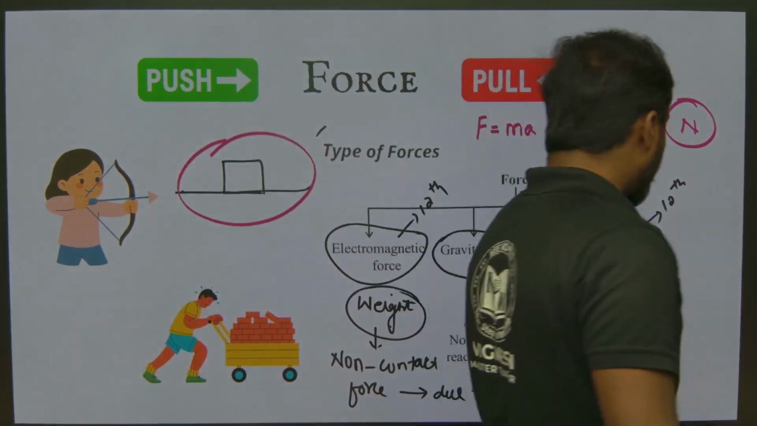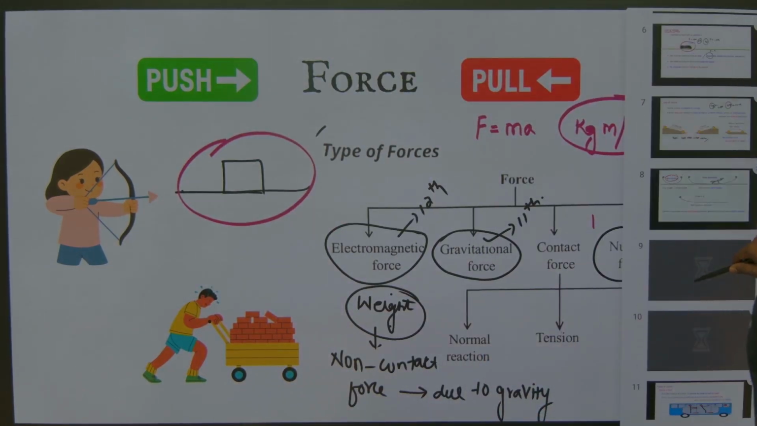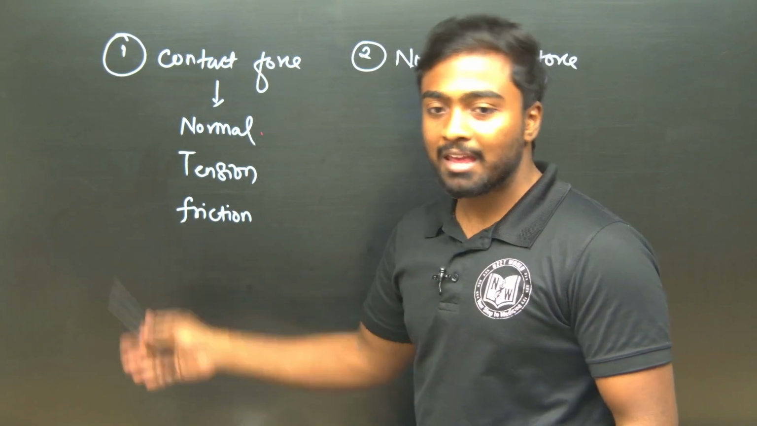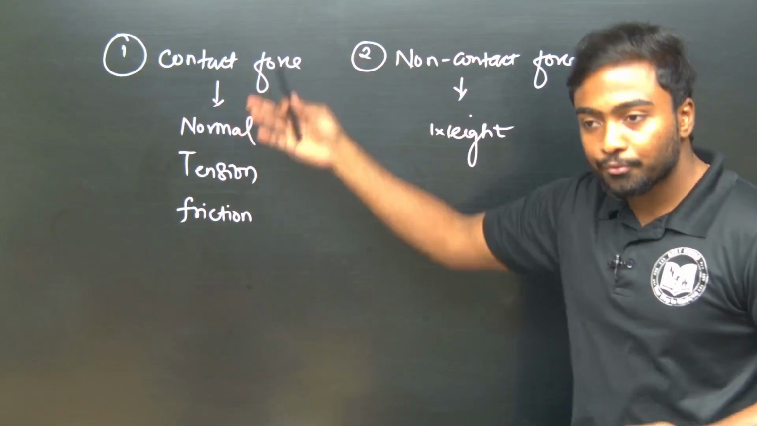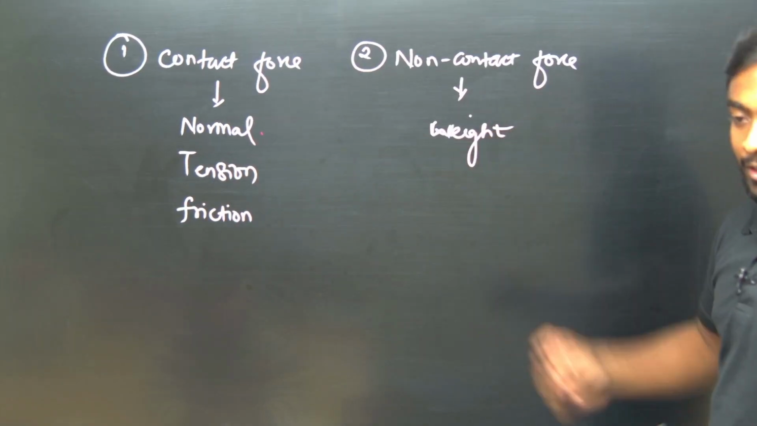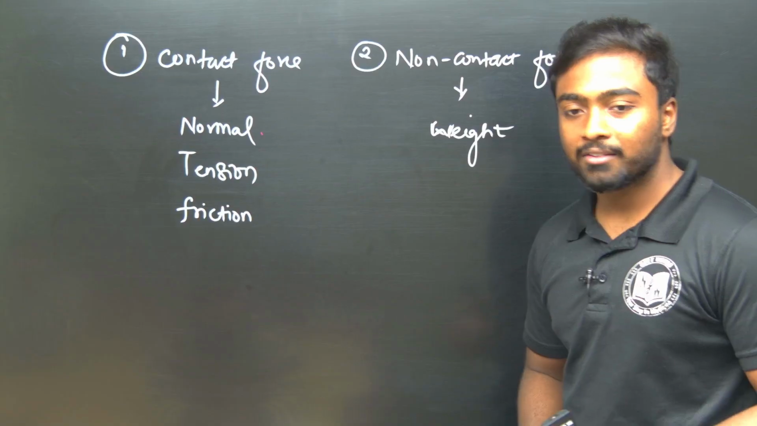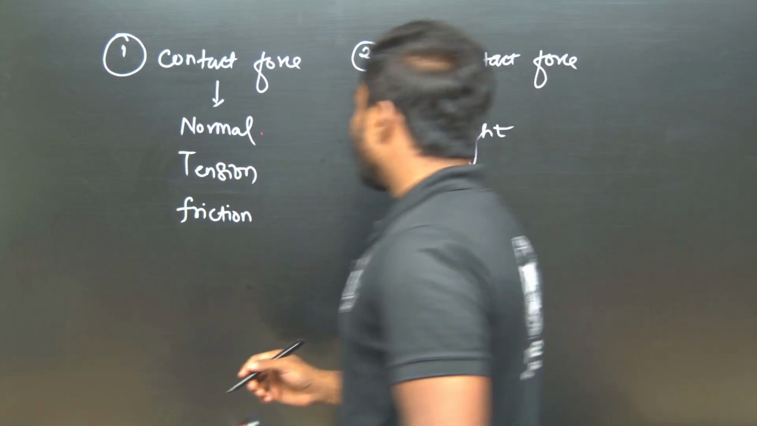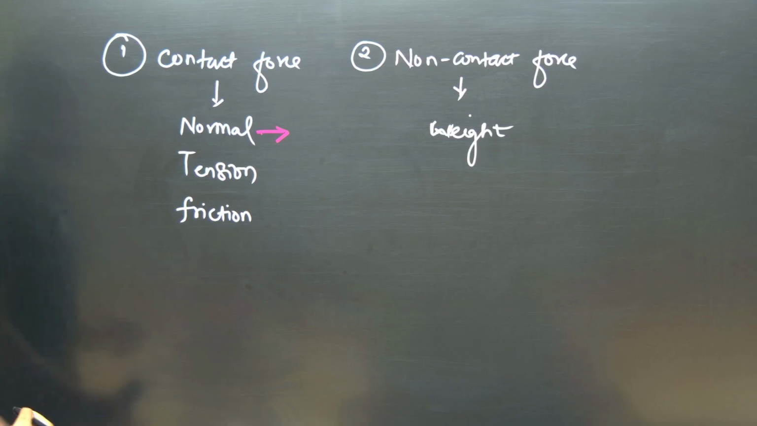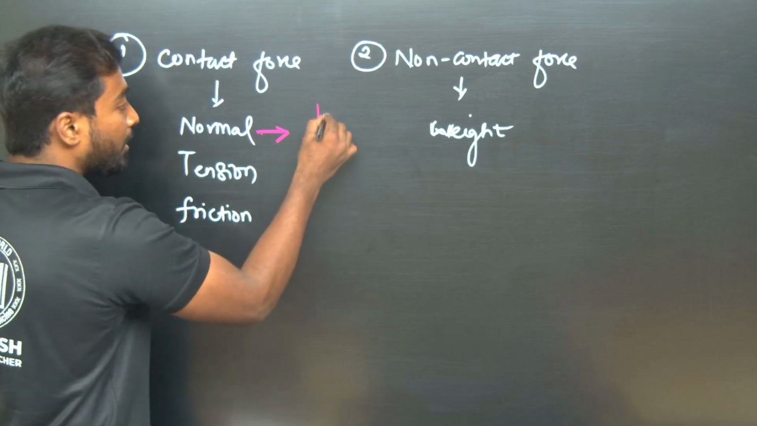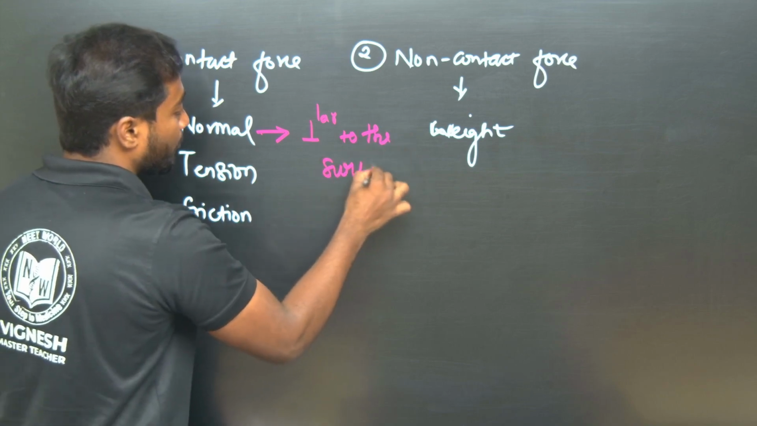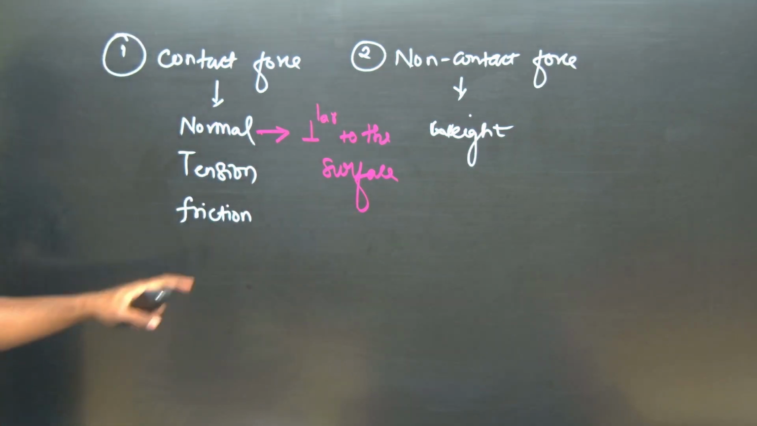So, when we are talking about the contact force and non-contact force, we have seen the types. Everything will be having the same units. Normal force, tension is a force, friction is a force, weight is also a force. All of these will be having the same SI unit, that is Newton. When we are talking about the normal force, it will be acting perpendicular to the surface.